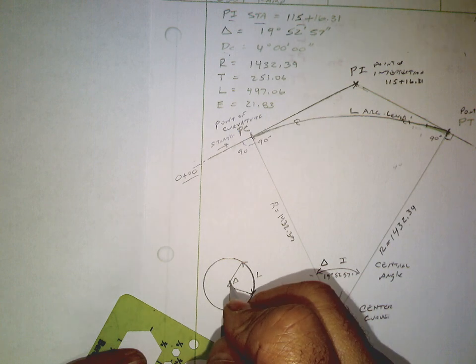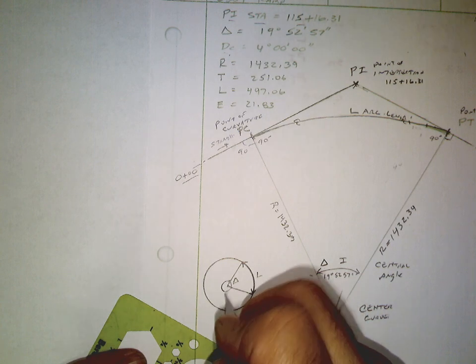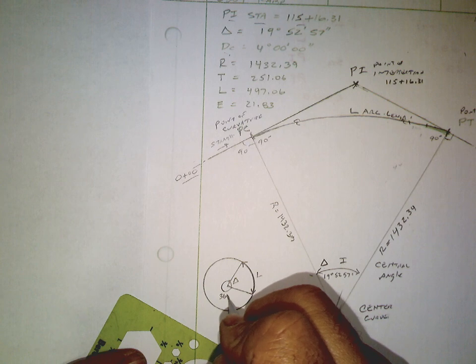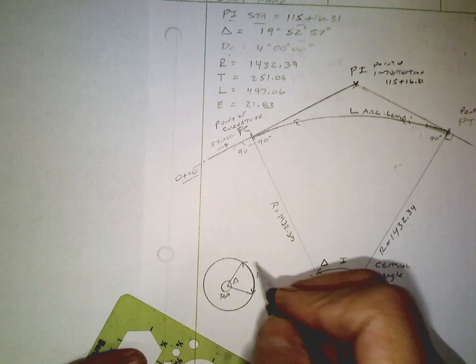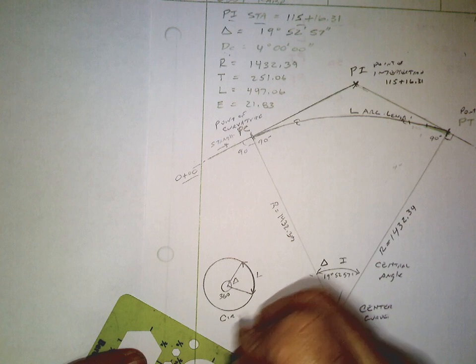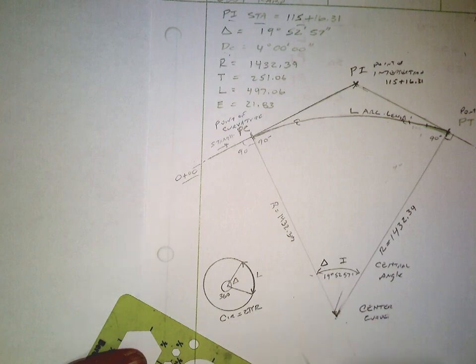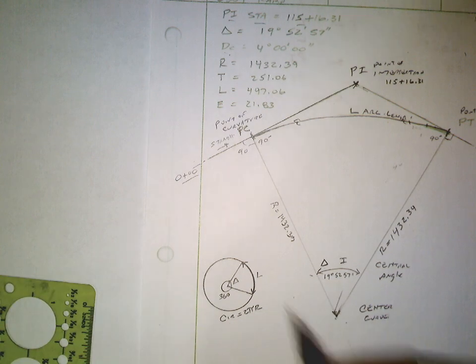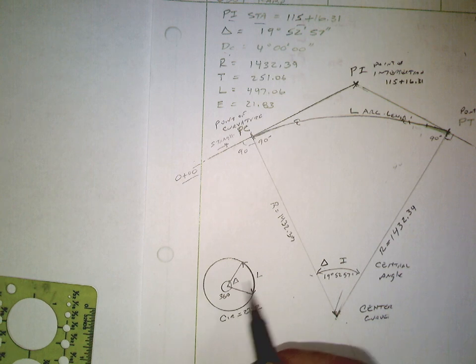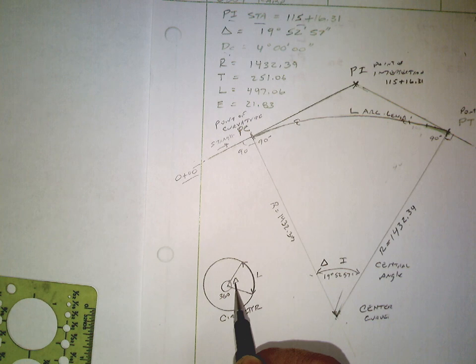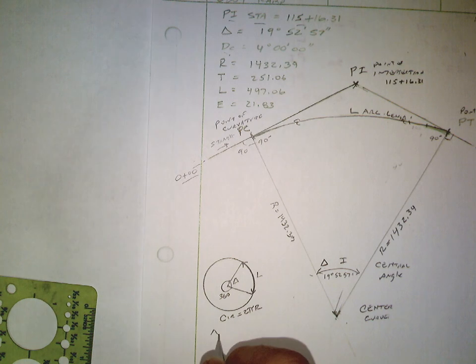In other words, we know that a complete circle is 360 degrees, and we know that the distance all the way around the circle is called the circumference, which is equal to 2 pi times the radius. So we can say that the arc length is a proportion of the circumference, the same as delta angle is to 360.